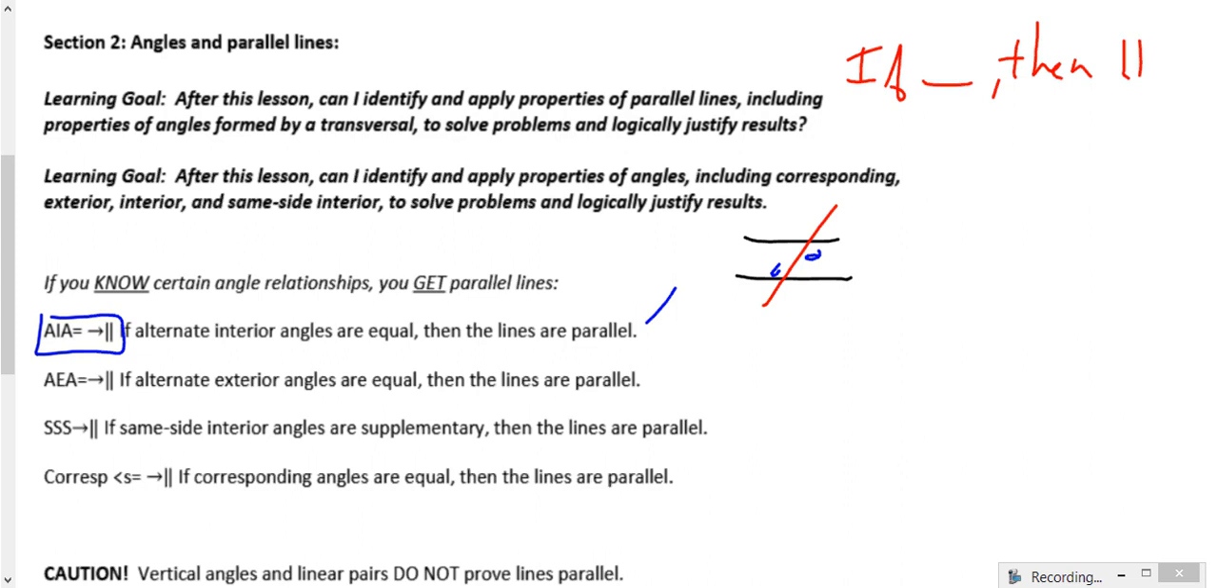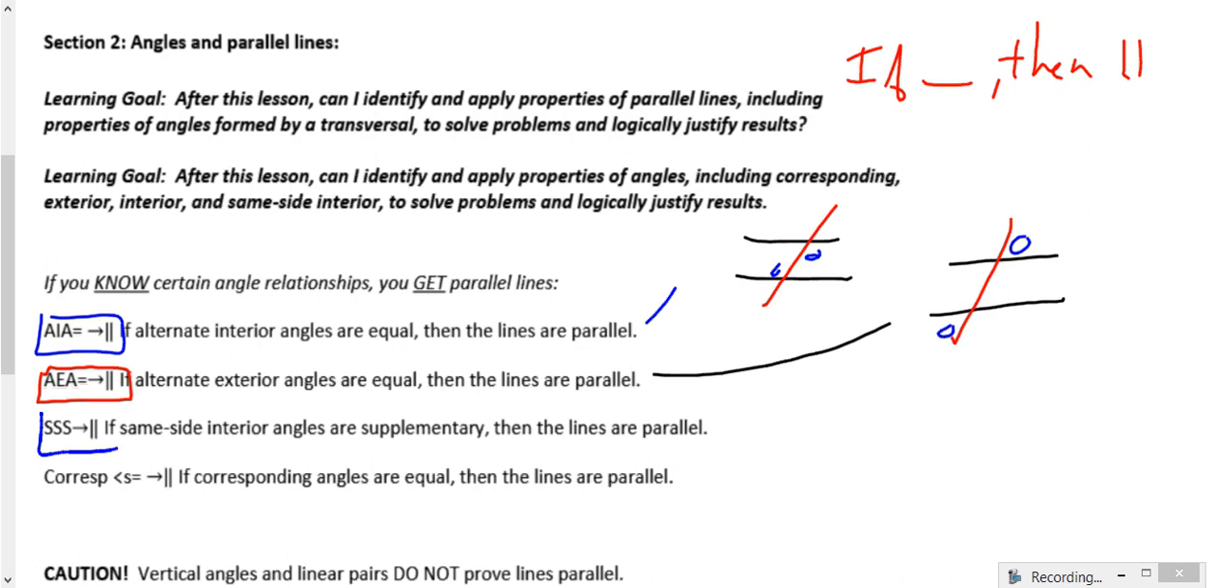Next is to say if the alternate exterior angles are equal, then the lines are parallel. So in this particular case, alternate exterior would be those two, or these two. And if they are equal in measure, then the lines are parallel.